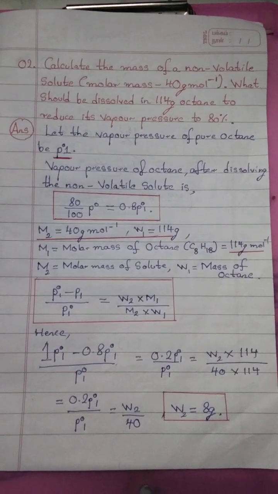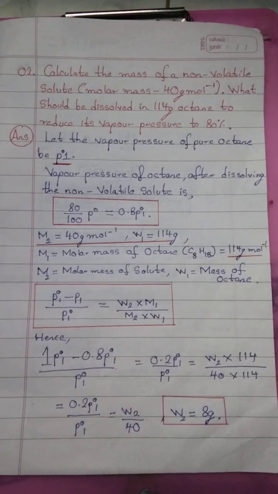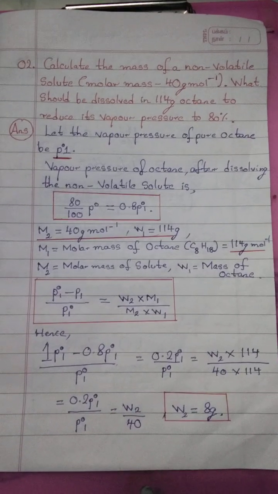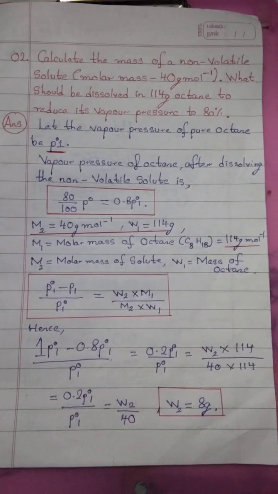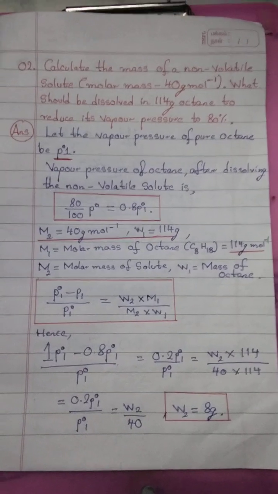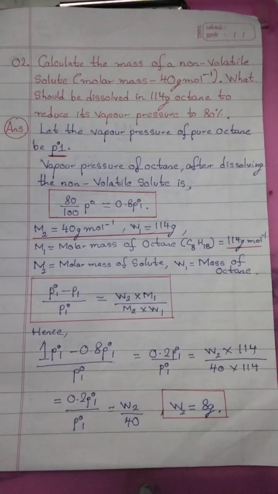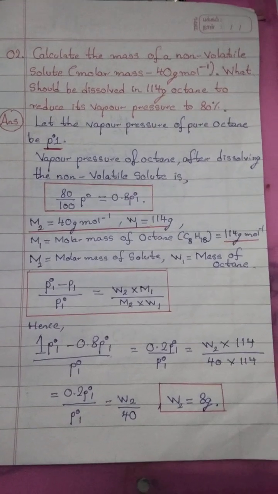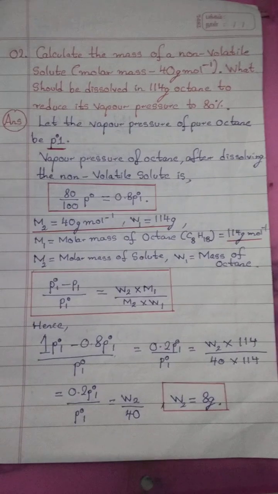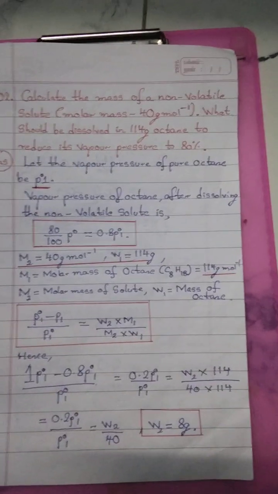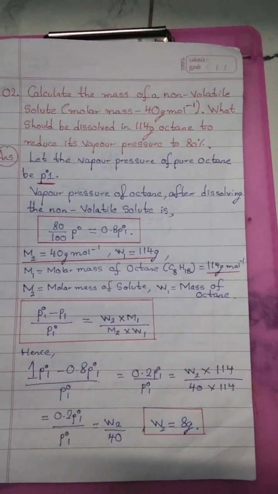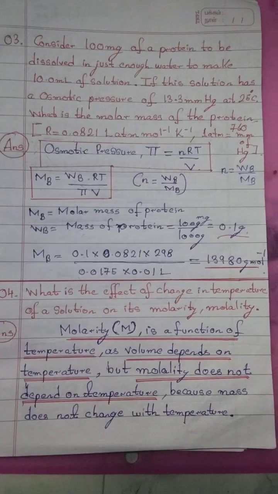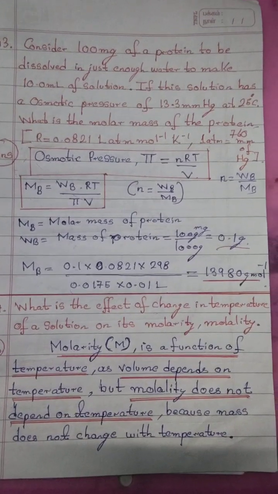114 in either case, that is the molar mass of octane is 114. Hence, we get W2 equals 8 gram, that is 40 into 0.2. 40 into 0.2, we get a value of 8 grams.